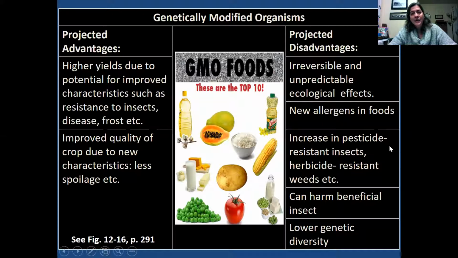And then the increase in pesticide-resistant insects, et cetera, herbicide-resistant weeds. And then you can harm beneficial insects and then lower genetic diversity. So this picture in the middle, if you're wondering which foods are the most GMO, like the highest amount of GMOs out there, you can look at the picture there.